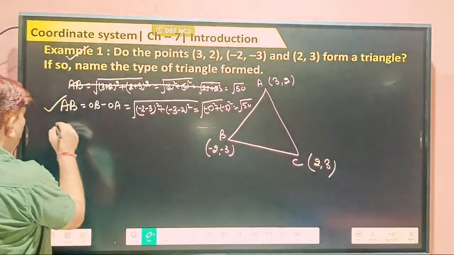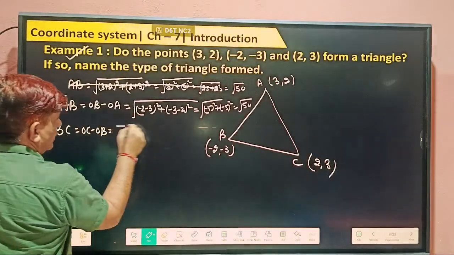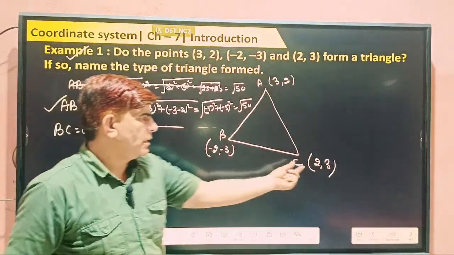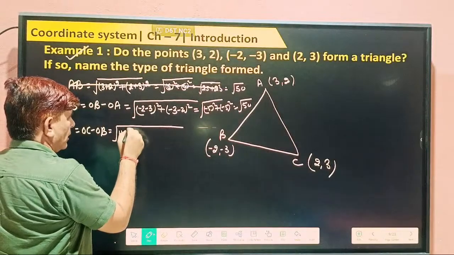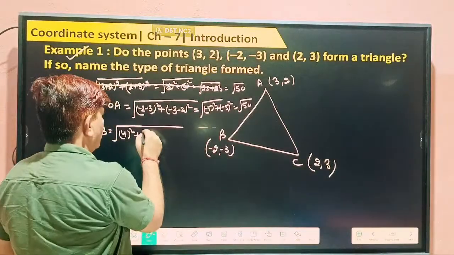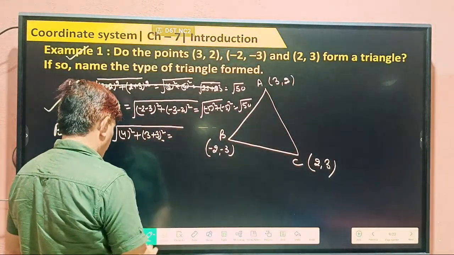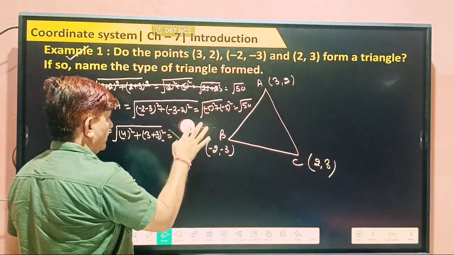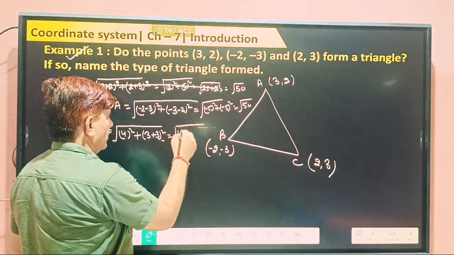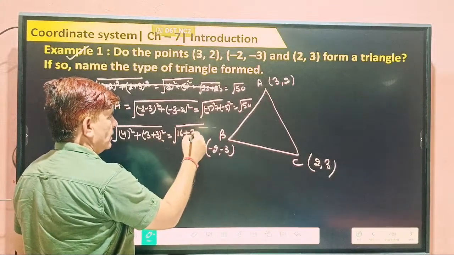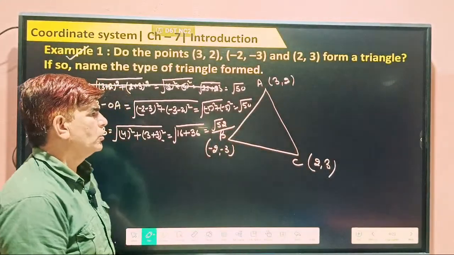Then we can find BC. BC is equal to OC minus OB. C point is this: 2 plus 2 is 4, 4 square, plus (3 minus 3) whole square. If you solve this, what comes? 16 plus 36. This is under root 52. So BC is under root 52.